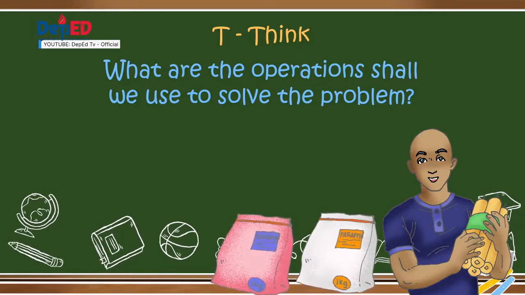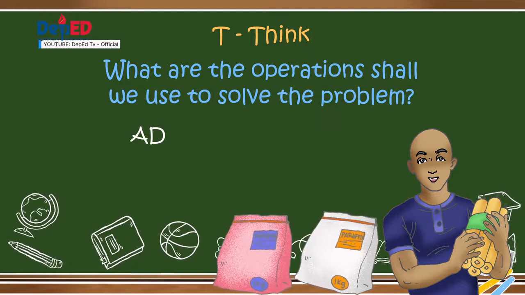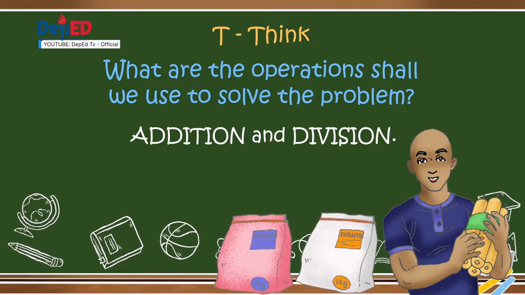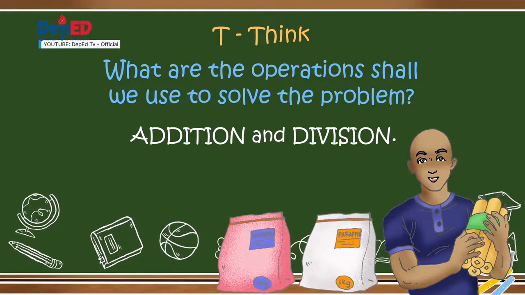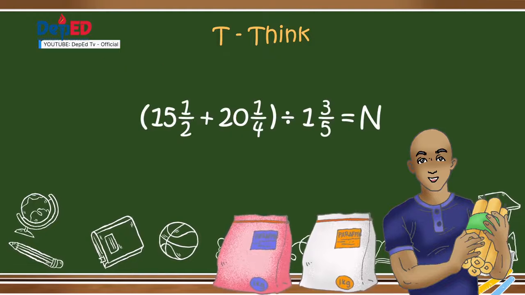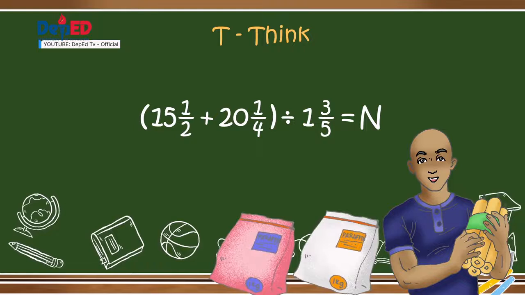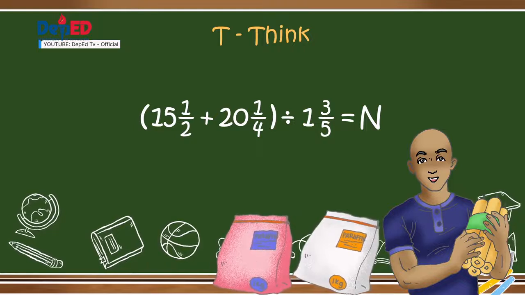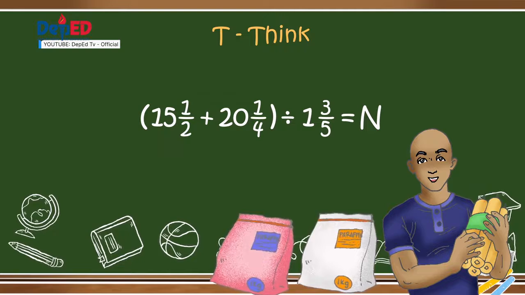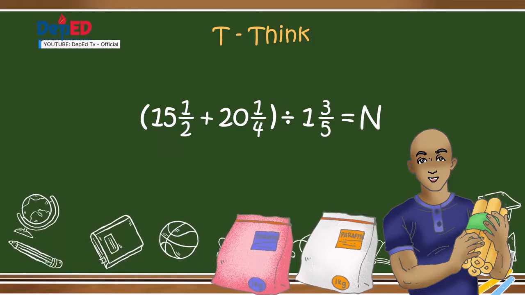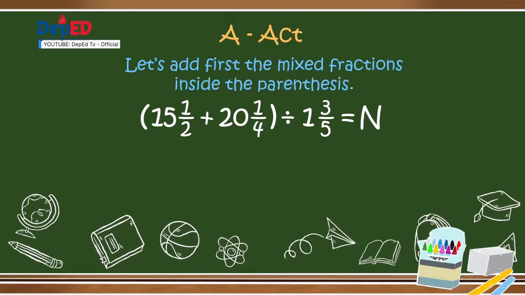Exactly! The two operations are addition and division. To solve the problem, we need to add 15 and 1/2 kilograms and 20 and 1/4 kilograms of wax. Then, divide the sum by 1 3/5 kilograms. Now, let's act on a plan.